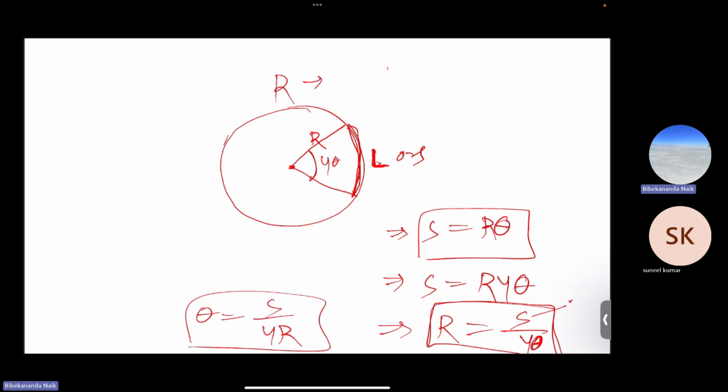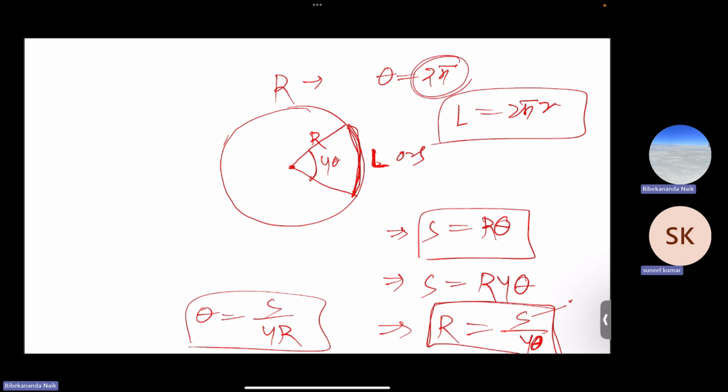Then at the center, if theta is 2 pi, then L will be 2 pi R, is it not? This is the circumference of the circle. So here it is 2 pi radian.